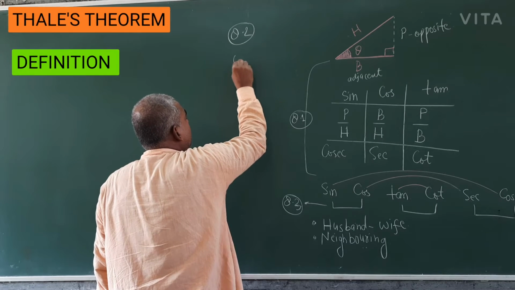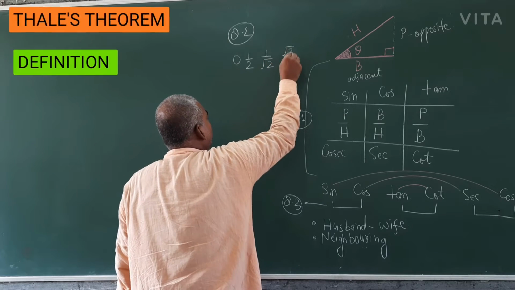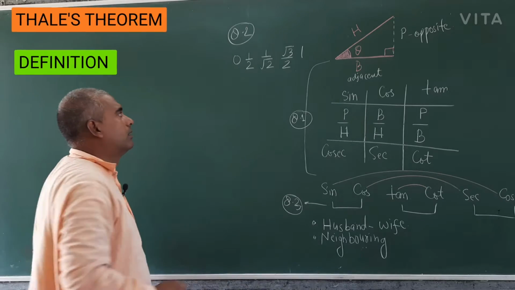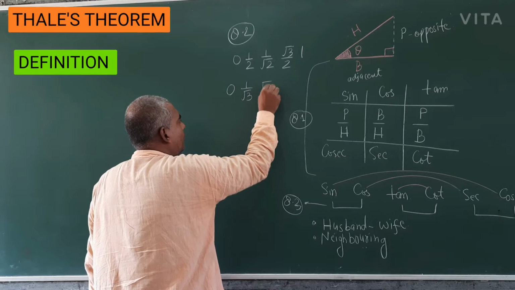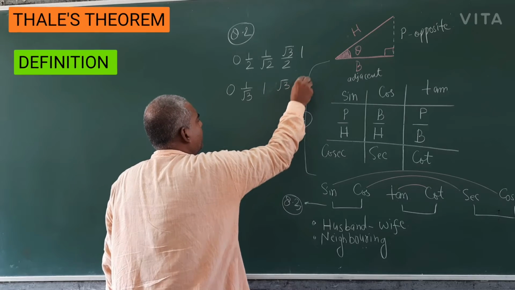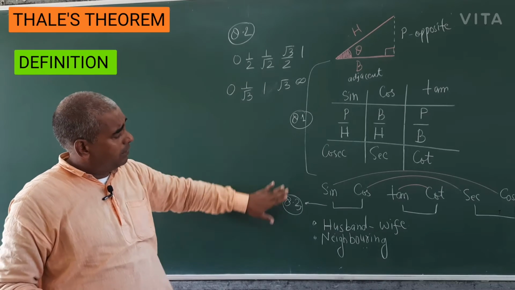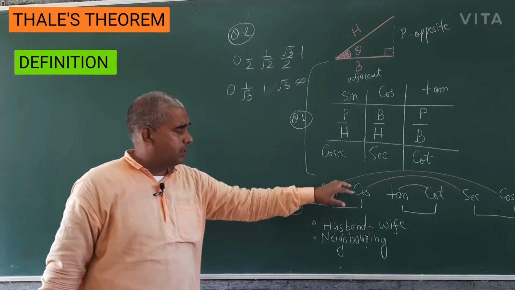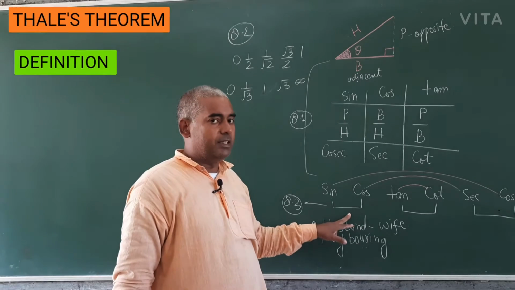That was 0, 1 upon 2, 1 upon root 2, root 3 by 2 and 1. This was the sine, 5 values, and 0, 1 upon root 3, 1, root 3 and infinite. This was the tan. So this was the 8.2. 8.1 was definition, and 8.3 is relations, husband and wife relations from the definitions, and 90 minus theta is also a definition.